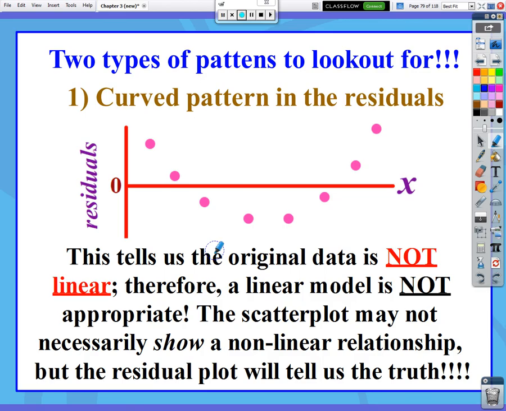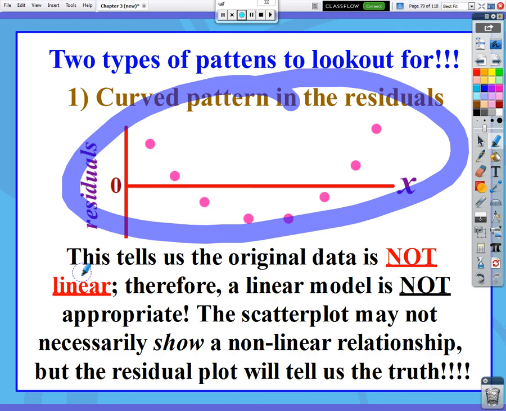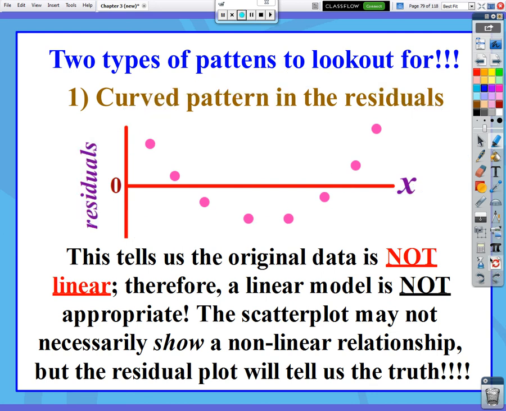Now, you may make a scatter plot, and you may look at the scatter plot and clearly see the data is not linear. But there might be times where you look at a scatter plot of your data and go, you know what, it looks fairly linear. Well, the residual plot is really going to be the judge of, in the end, is your data truly linear? And if you see that curve pattern in your residual plot, that will let you know for sure that your data is truly not linear. So the scatter plot may not necessarily show a nonlinear relationship, but the residual plot will tell us the truth.